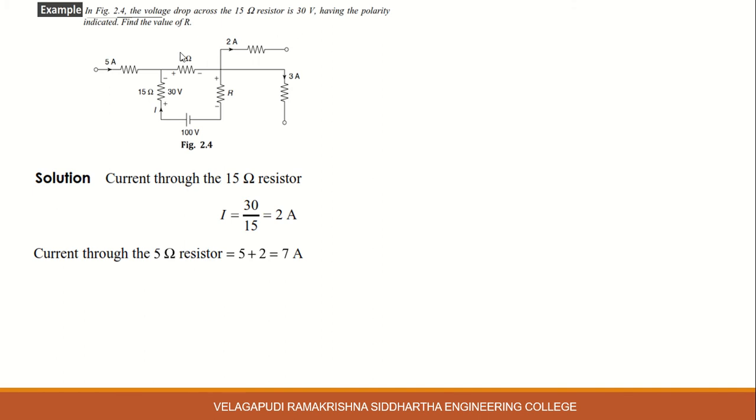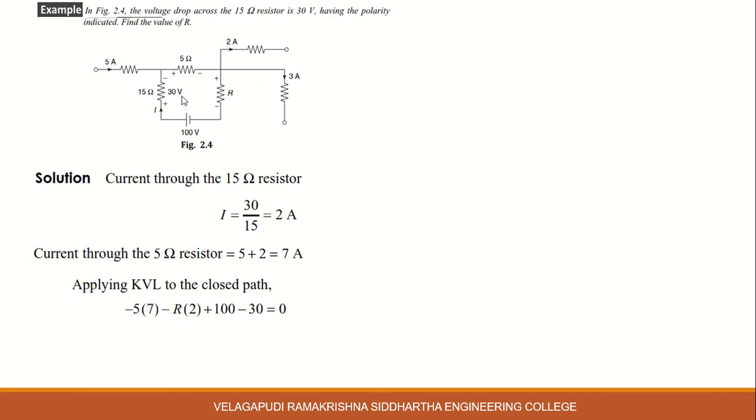5 plus 2, 7 amperes. And the current through the 5 ohm resistor is 7 amperes. Again, of this 7 amperes, you observe 2 amperes flows through this resistor and 3 amperes flows through this resistor. Okay. So the balance is 3 plus 2, 5. Here 7 amperes, 7 minus 5, 2 amperes. So again this 2 amperes flows through this resistor R. Okay. So our calculation is correct.